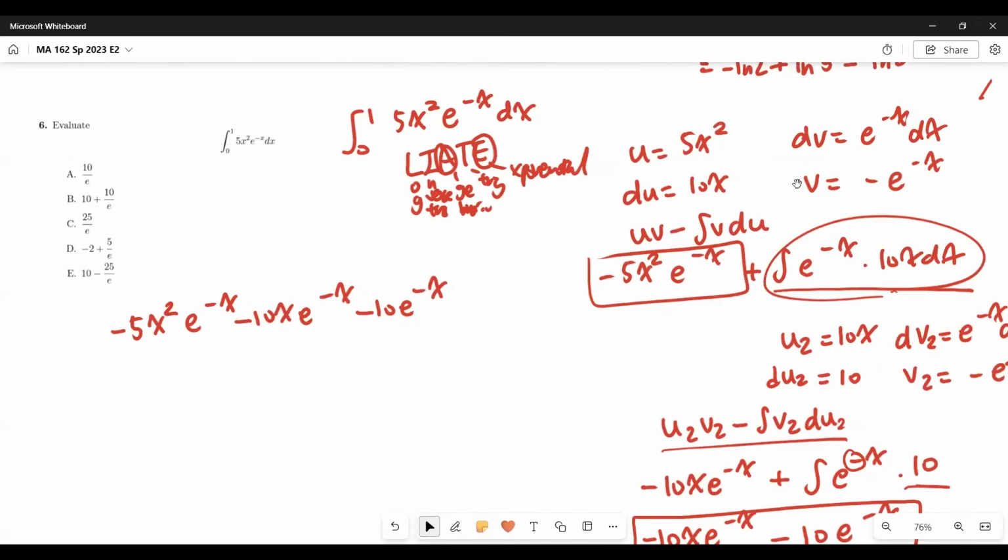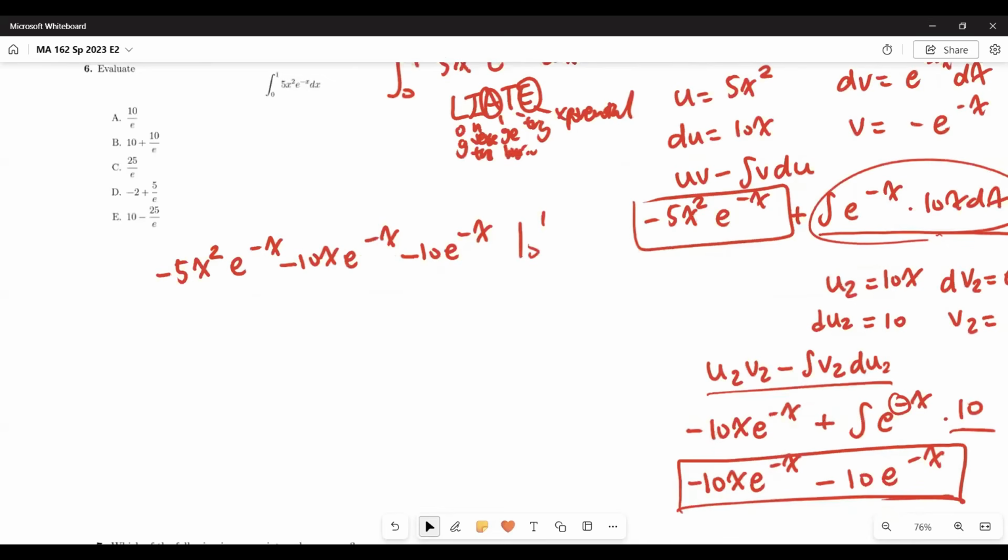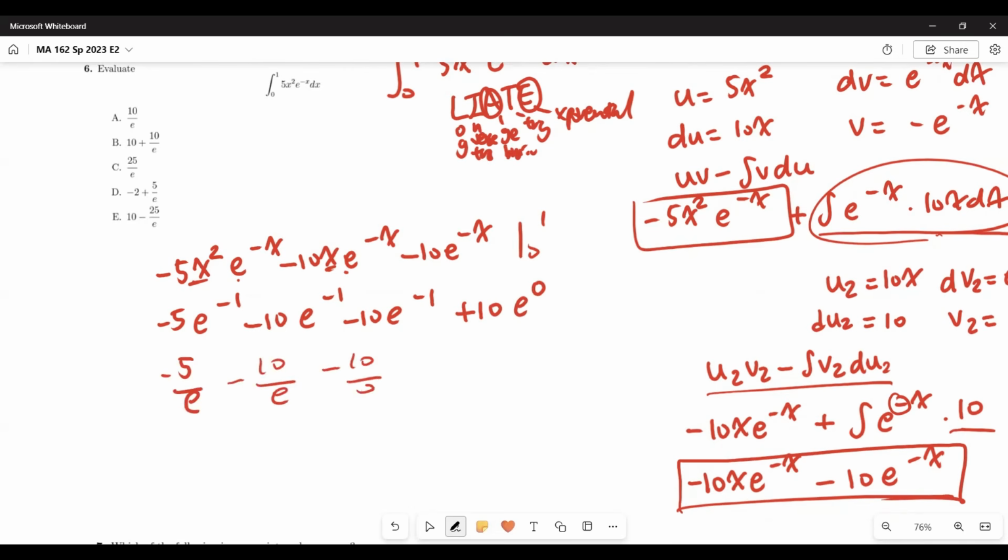And our bound was 0 to 1. Let's plug it in then. Negative 5 e to the negative 1 minus 10 e to the negative 1 minus 10 e to the negative 1. And if you plug in 0, these terms will be 0 because we have x squared and x. And then this will be just 10 e to the 0. So this will be negative 5 over e minus 10 over e minus 10 over e plus 10. This is negative 25 over e plus 10. So the answer for this question is E.